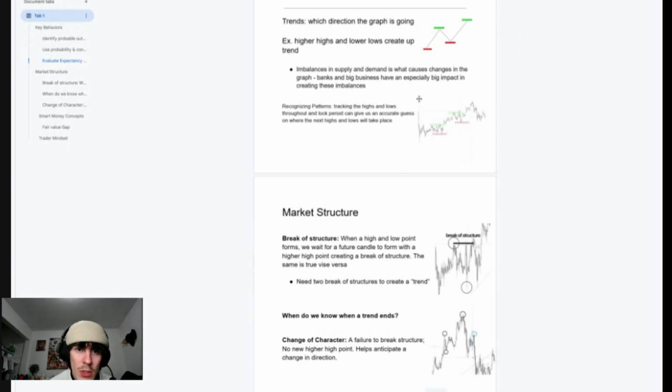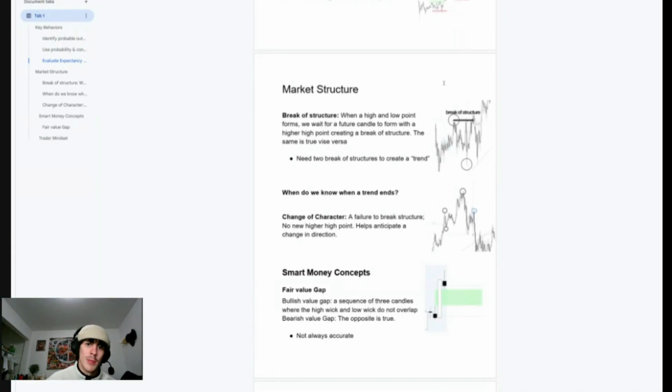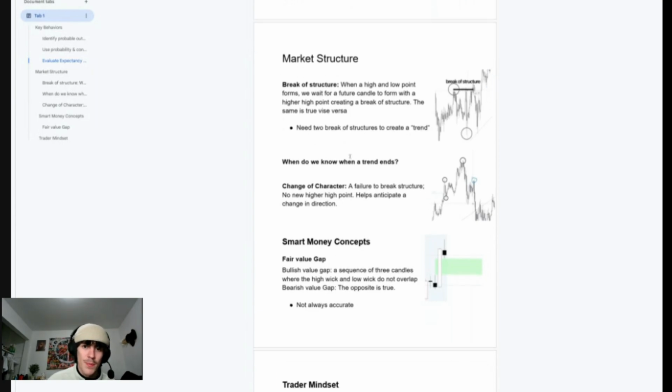This kind of just explains what trends mean, the importance of recognizing patterns and what it can lead to, what kind of causes these fluctuations, learning about the market structure. So really quick, again, if you're brand new, I'll just explain it and of course do your own study, but a break of structure is, say it's following a pattern and it breaks that pattern. That's the break of structure. And it'll create a trend if it continues.